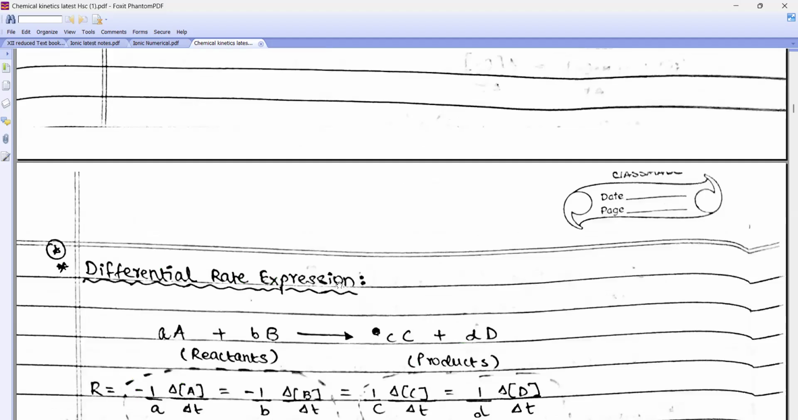This is very important, and there are a lot of numericals based on this. Very easy numericals. Okay, we are going to go for this part now: the differential rate expression. It is very, very easy. Now, tell me, beta. I'm going to write something here: A plus B gives me C and D. First, we'll write this.